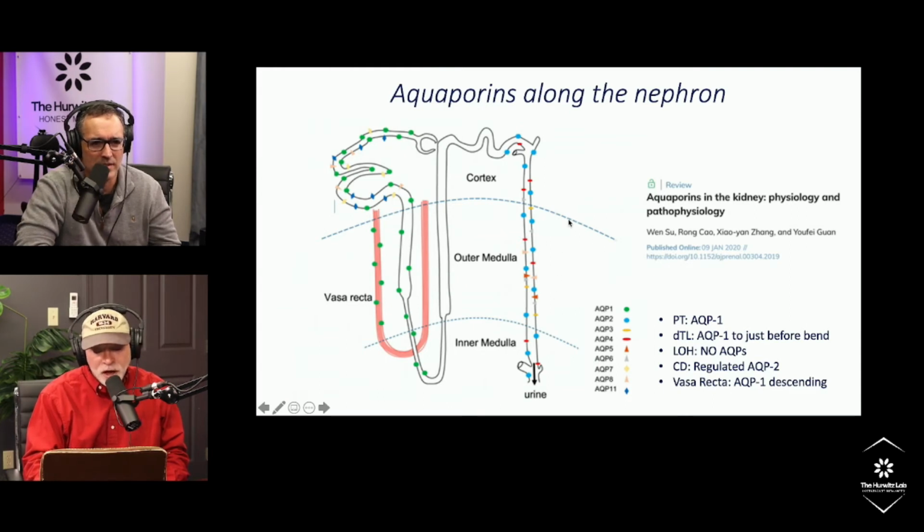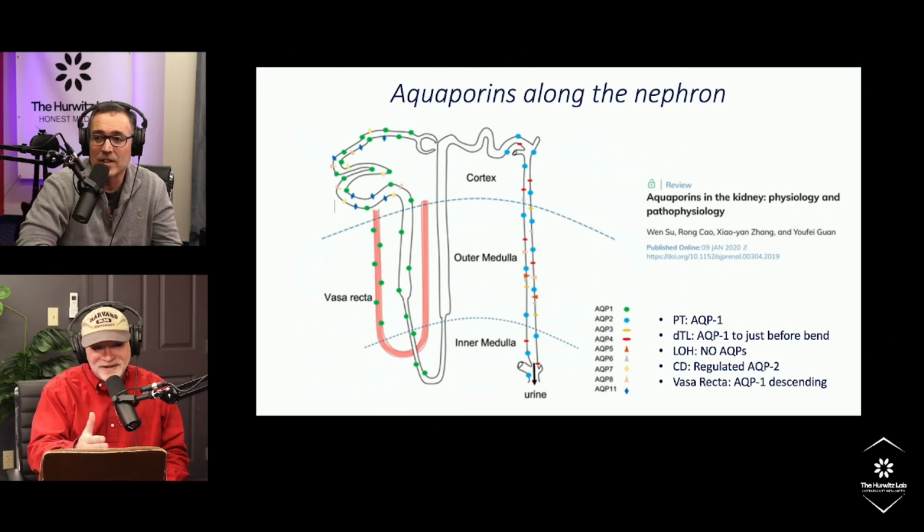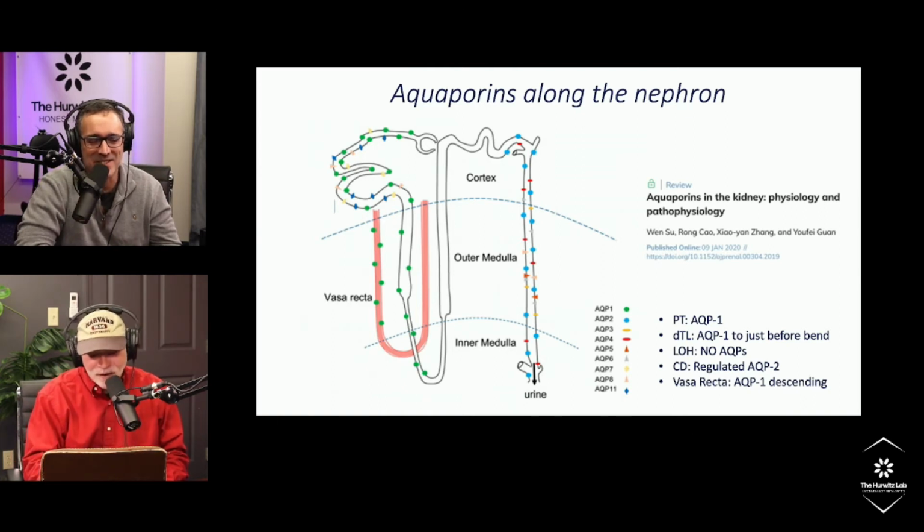But aquaporin 3 and 4 are basolateral, and they're constitutively open. That doesn't matter if there's no aquaporin 2 apically. You have two exits, but if nobody's coming in. Right, exactly. So aquaporin 2 is the rate limiting step because it is apical, and it's the only one that's apical.